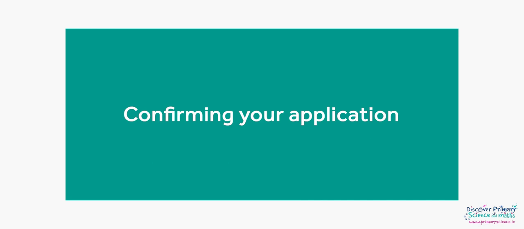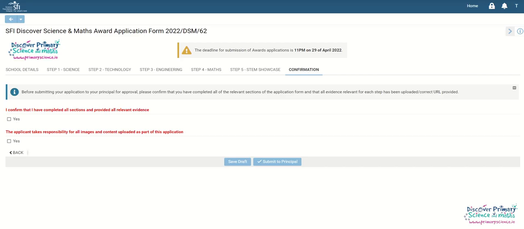Once you have filled out details of your activities and uploaded your evidence for all 5 steps, you can click into the Confirmation tab. Here you must tick both boxes and you are ready to submit your application to your principal for approval. When you click Submit to Principal, your principal will be notified via email. Clicking on the link contained in this email will allow your principal to view and review your school's application.